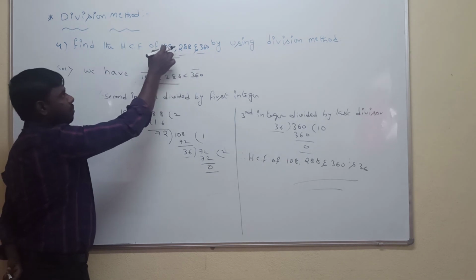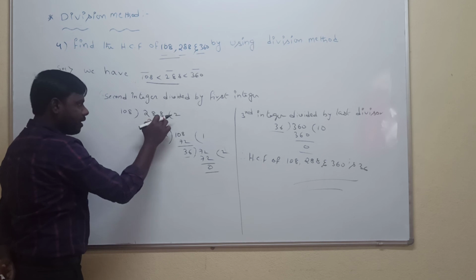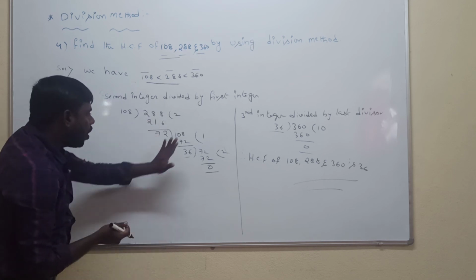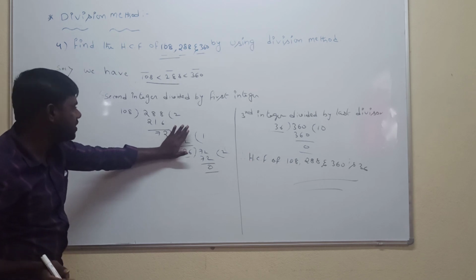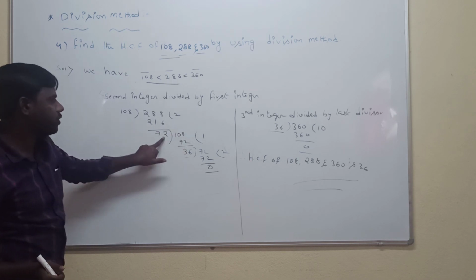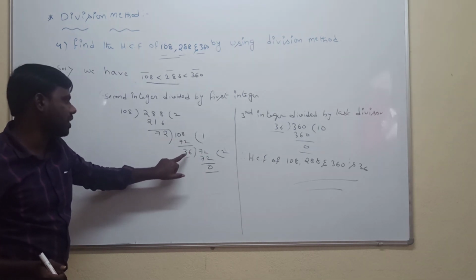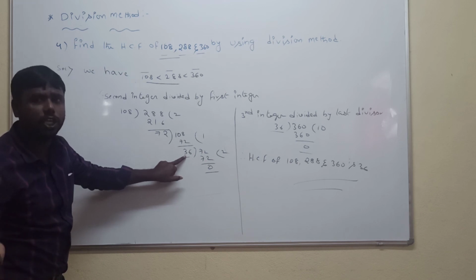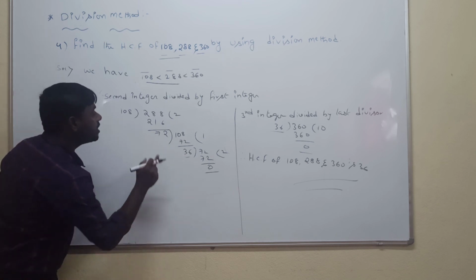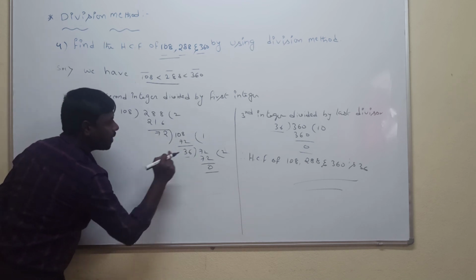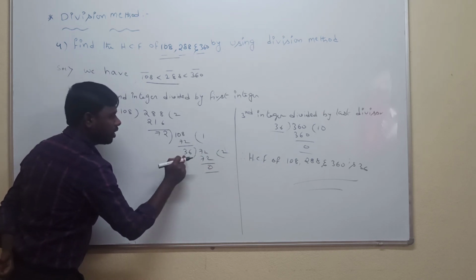So 288 divided by 108: 108 times 2 is 216. So 288 minus 216 is 72. You are not getting remainder 0, so again we use the division method. Divide the first divisor by the first remainder. 72 times 1 is 72. 108 minus 72 is 36. Here also we are not getting remainder 0, so again we use the division method. Divide the second divisor by the second remainder. 36 times 2 is 72. The final remainder is 0. So the last divisor is 36.